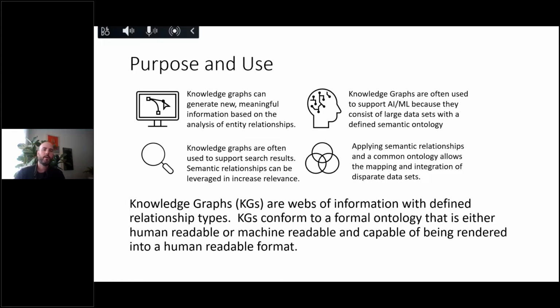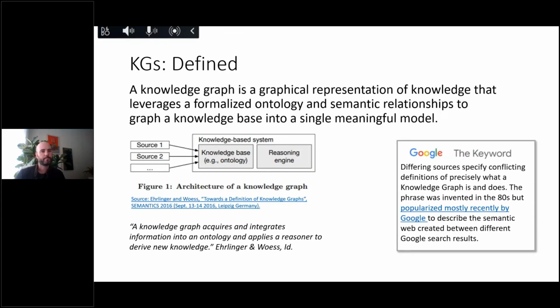So we're going to talk about all those uses in more detail, but first I want to drill down a little bit more on the definition of what a knowledge graph is. This is one of the things that makes talking about knowledge graphs a little bit difficult, because different people have slightly different definitions and they're using knowledge graphs in slightly different contexts.